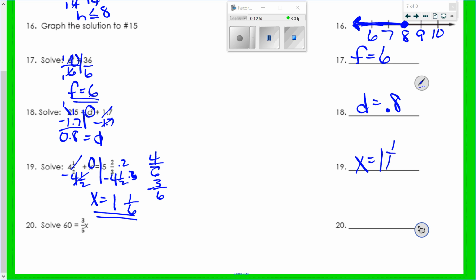You can also turn it into an improper fraction and then multiply everything out, but then you've got a lot more math you're doing, a lot more chances for math errors.